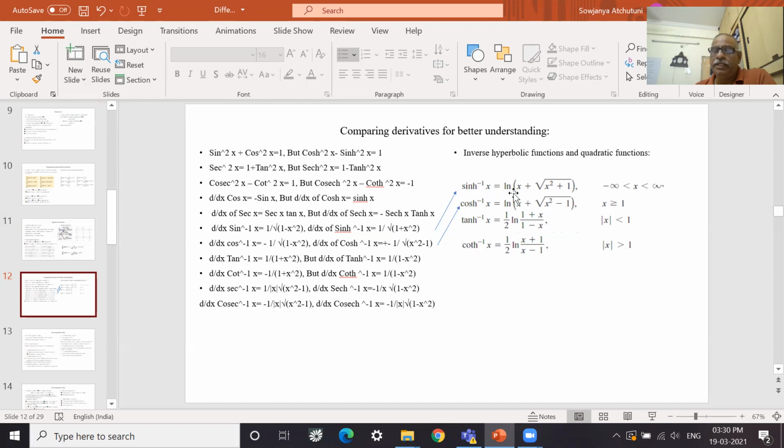So sin h inverse x is defined like this. Here x is between minus infinity to plus infinity. Cos inverse x is defined for x greater than 1, because these are real numbers, and likewise tan and cot. Okay.